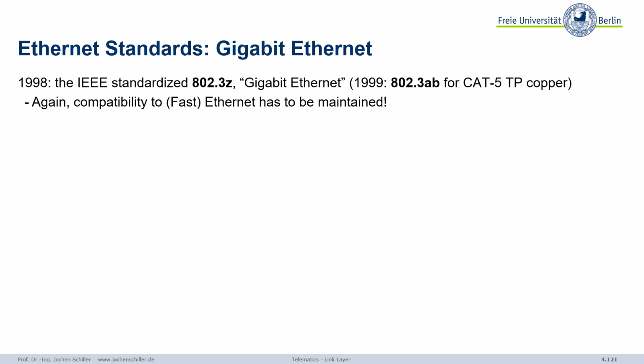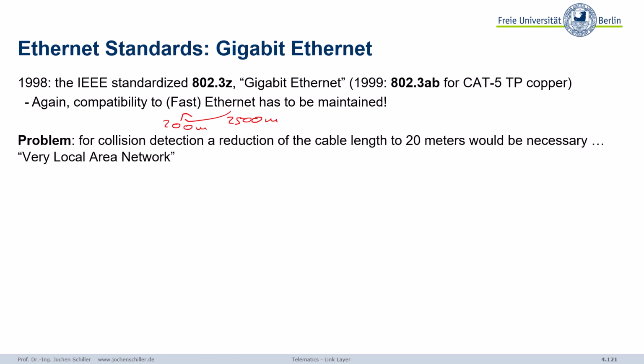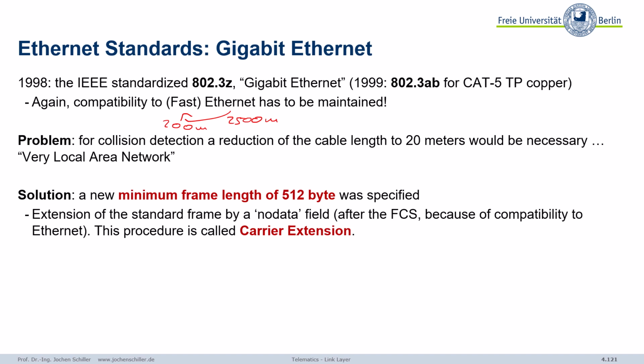And now, what was the alternative? Going from Ethernet to Fast Ethernet, we reduced the max distance from 2,500 meters down to about 200 meters. So one solution would be, okay, maximum now 20 meters. This would be a very, very local area network. So there was the alternative, that was the solution: we increase the minimum frame length from 64 to 512 byte.